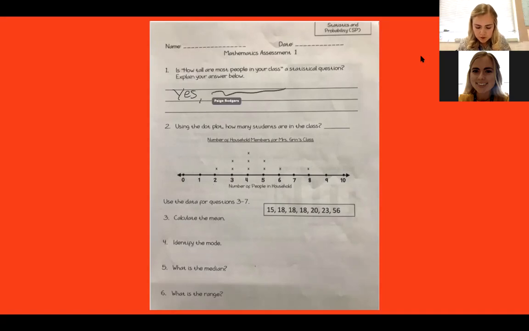2, using the dot plot, how many students are in the class? So you count how many X's there are. 1, 2, 3, 4, 5, 6, 7, 8, 9, 10. So there's 10 students in the class.